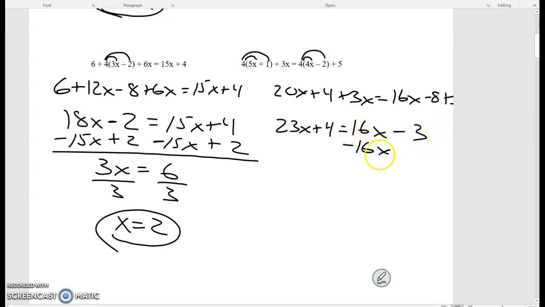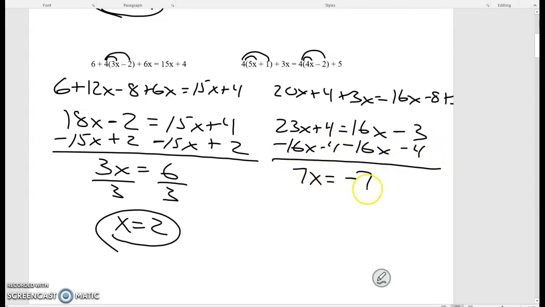I'm going to subtract 16x on both sides. I'm going to subtract 4 on both sides. And I'm left with 7x equals a negative 7. Divide by 7, divide by 7. And yes, you absolutely can get a negative for an answer.